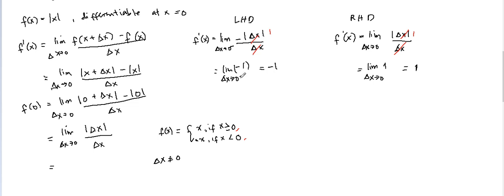So mapapansin ninyo, ang ating left hand derivative is not equal to our right hand derivative. Kasi sa left hand derivative natin, nakuha natin is negative 1. Dito naman sa right hand derivative natin is positive 1. That's why we could say that in our conclusion, since left hand derivative is not equal to the right hand derivative, then f of x equals the absolute value of x is not differentiable.